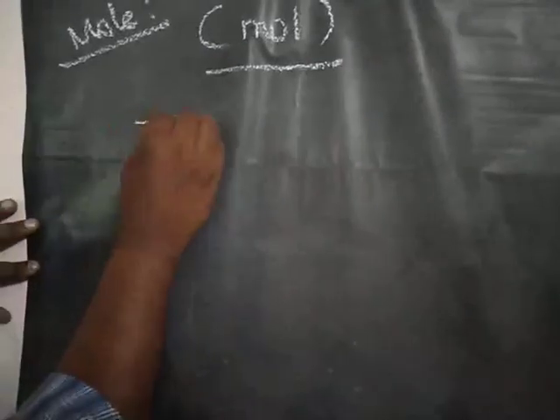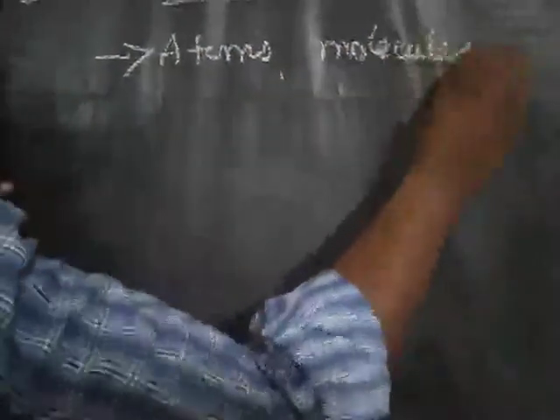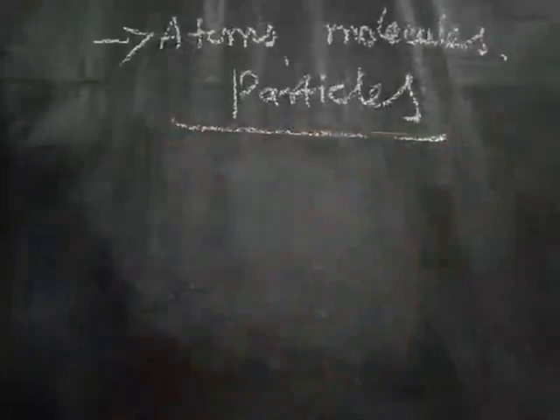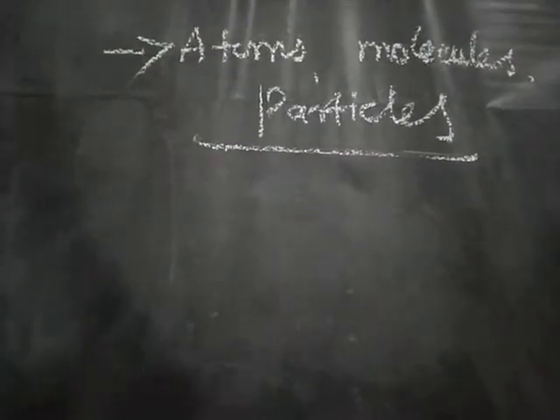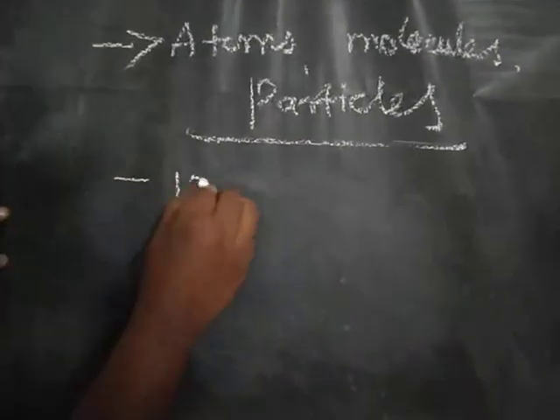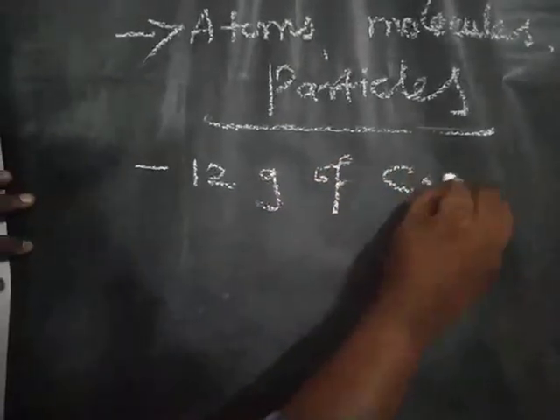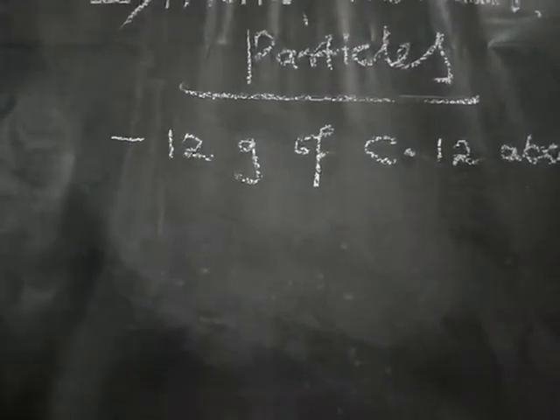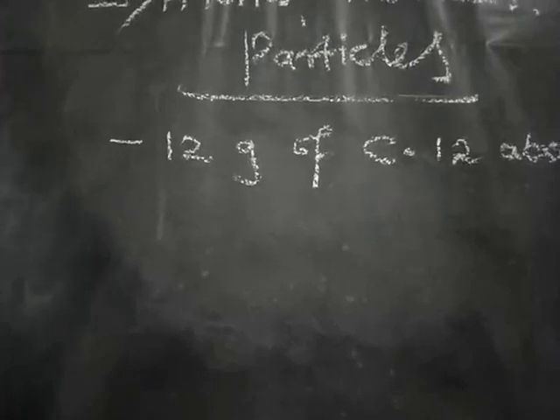Mole is the amount of substance that contains as many elementary entities, either atoms or molecules or particles, as there are atoms in exactly 12 grams of carbon-12 atom. This is the definition of one mole.